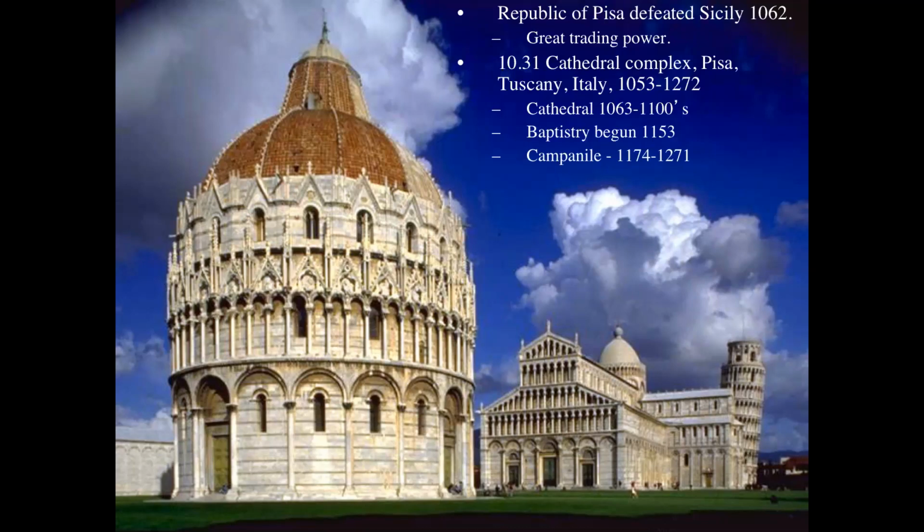So as a result of winning against Sicily, they were able to become a great trading power, and they used some of that money to go into this big complex. So again, they would want to have the church and all the priests and monks and nuns and all of that scholarship on their side. So the cathedral was built relatively quickly. You can see from 1063 into the 1100s. That's right there. And we're going to look at it a little bit more closely in a moment.